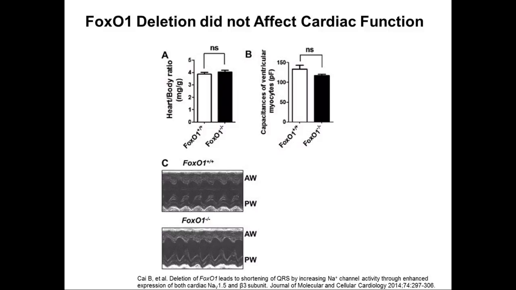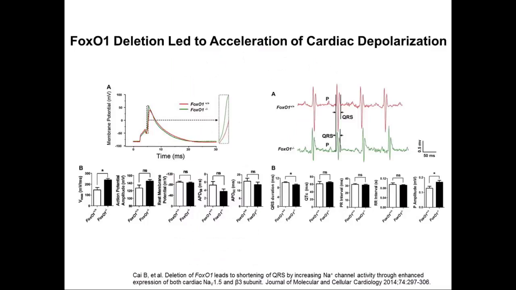So the question always comes up: is this downregulation of sodium channel due to a cardiac function change? We performed echo studies about 1 month after the deletion of FOXO1. As you can see, EF and FS were not changed. Heart to body weight ratio was not changed. Also, cardiomyocyte size was not changed, indicating FOXO1 deletion did not affect cardiac function or even cause cardiac hypertrophy.